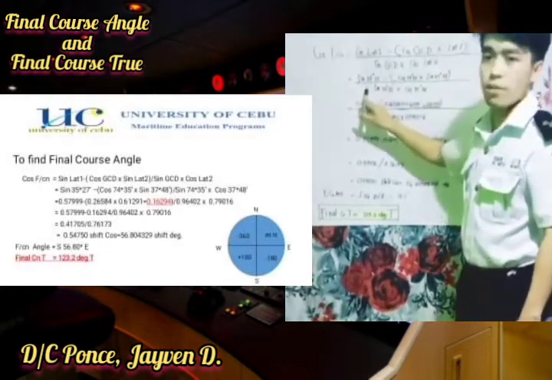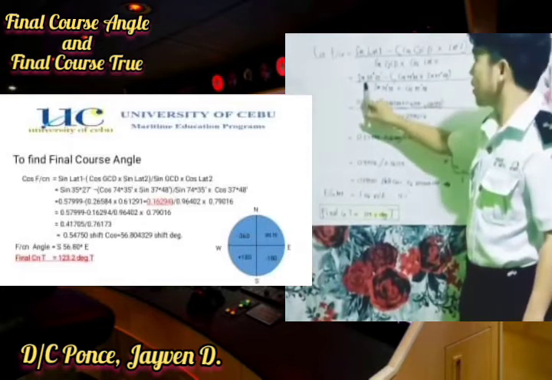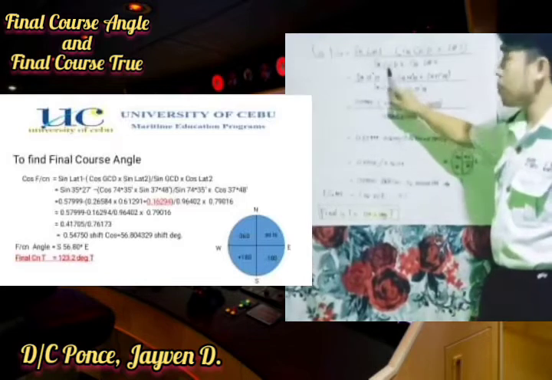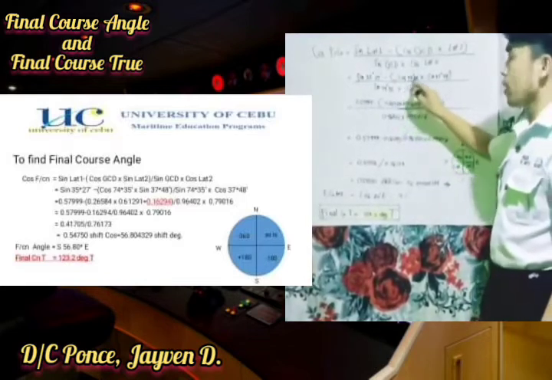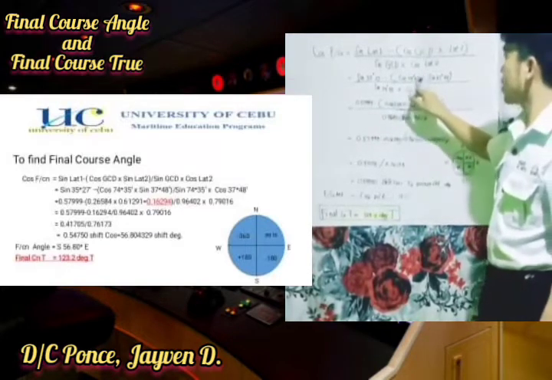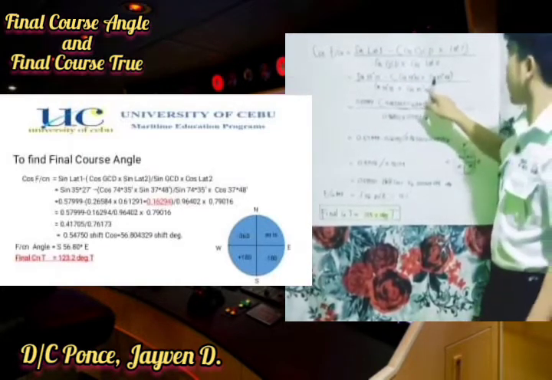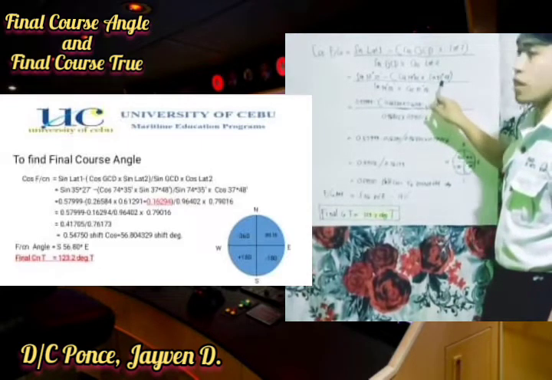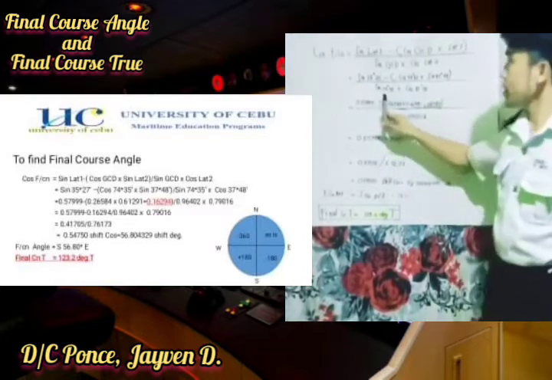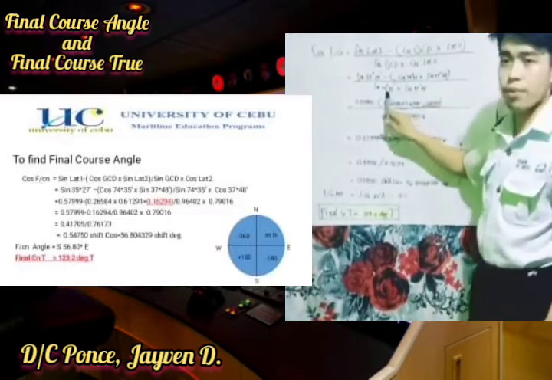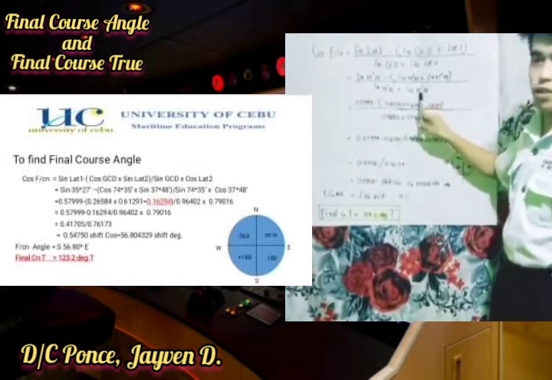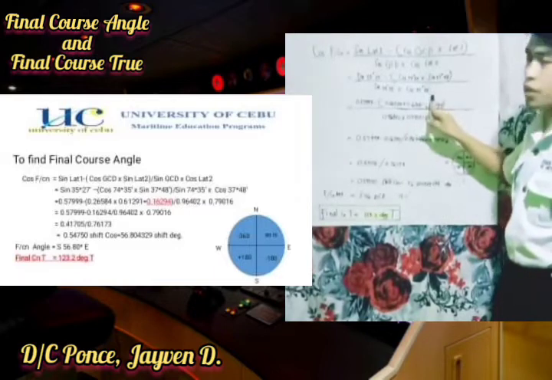Next, we are going to substitute. Our sine latitude 1 is 35 degrees and 57 minutes, minus open parenthesis cosine 74 degrees 35 minutes times our sine latitude 2, which is 37 degrees 48 minutes, divided by sine of our great circle distance, 74 degrees and 35 minutes, times cosine latitude 2, which is 37 degrees and 48 minutes.